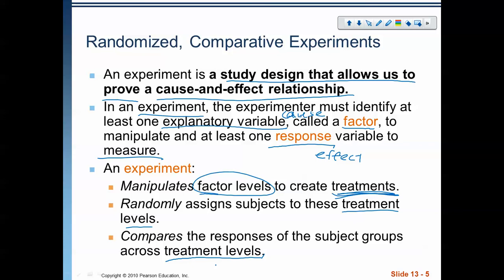And because we're making the people do something, right? We're assigning a treatment to them. That comparison at the end does allow us to determine a cause and effect relationship. Experiments done well can show a cause and effect relationship. Observational studies cannot.